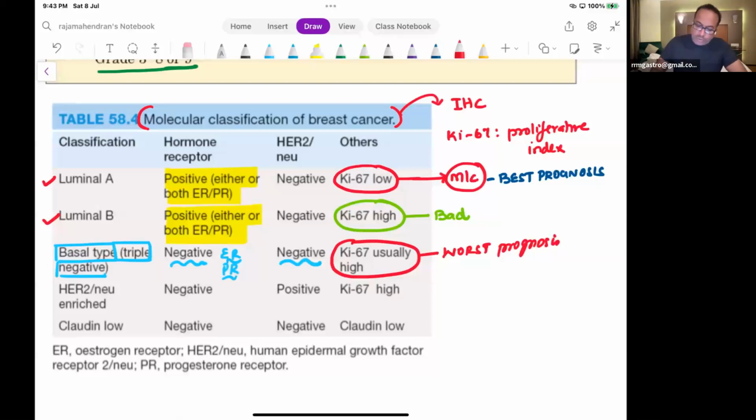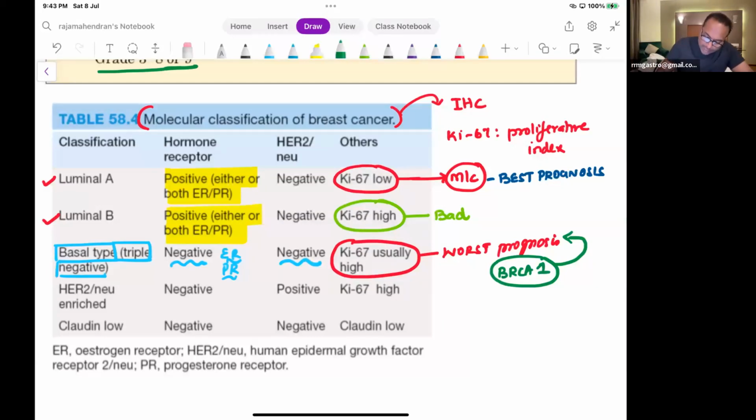A very important MCQ: BRCA1 mutation is seen with which molecular classification? BRCA1 is associated with this basal type cancer only. It is triple negative. Basal cell cancer will be seen with BRCA1 in this molecular classification.